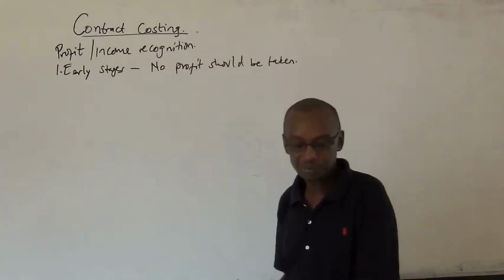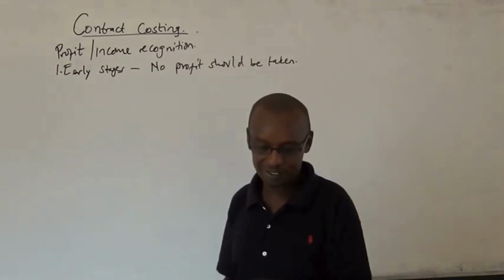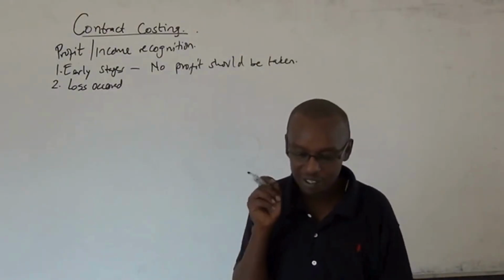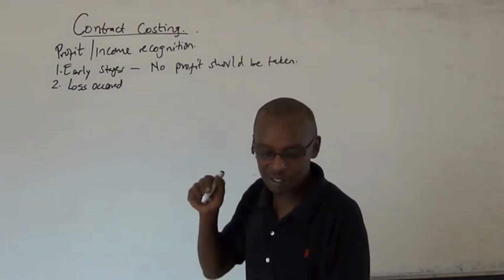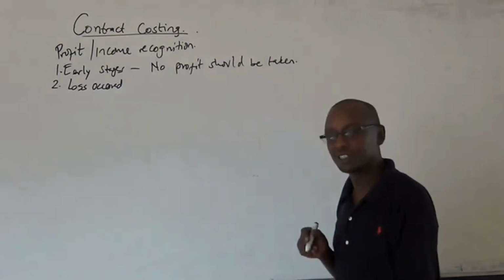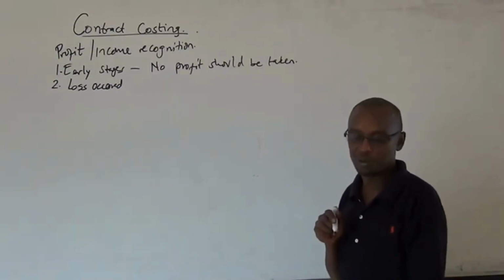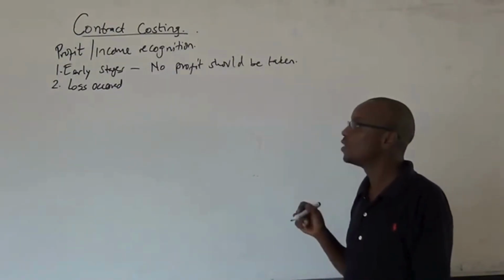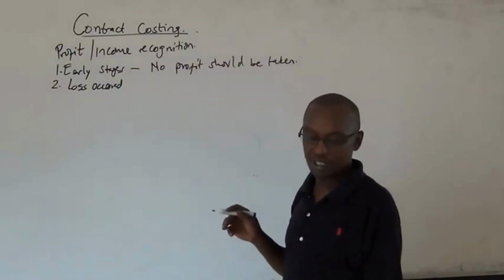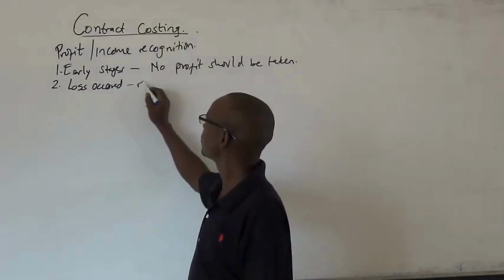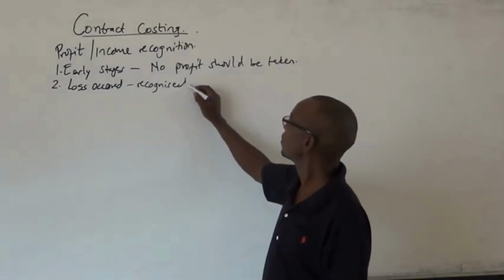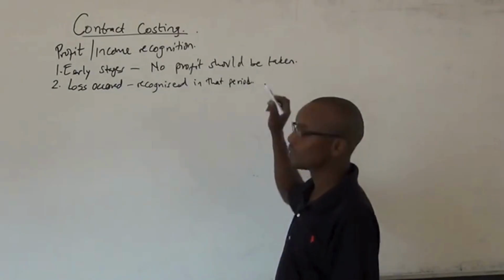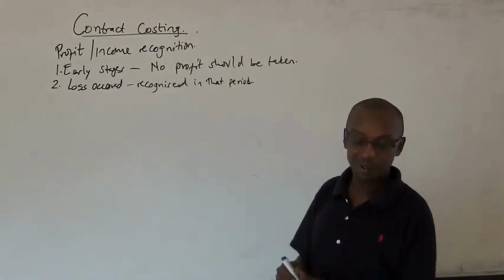Number two, where a loss has occurred, it must be recognized in the period it has occurred, regardless of the date of maturity of the project or the timing. So if the loss has occurred, it should be recognized in the period. Okay?